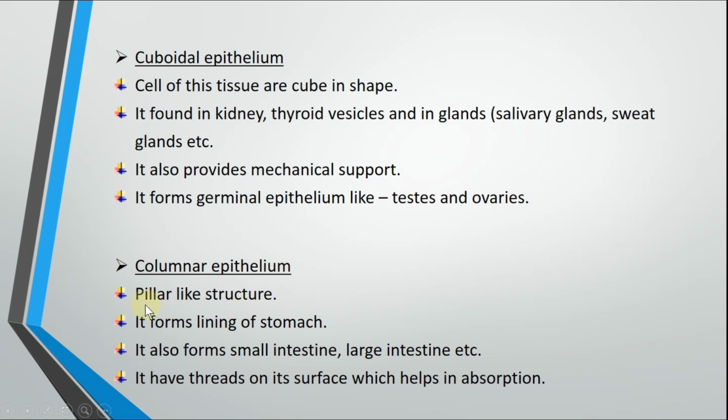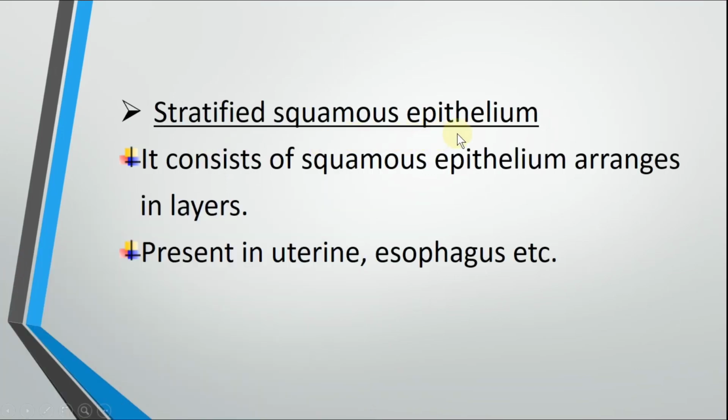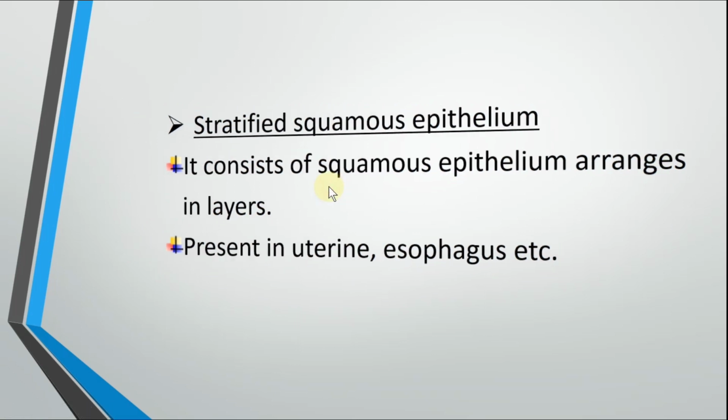Columnar epithelium. Pillar-like structure. It forms lining of stomach. It also forms small intestine, large intestine, etc. It has threads on its surface which help in absorption. Stratified squamous epithelium. It consists of squamous epithelium arranged in layers, present in uterine, esophagus, etc.